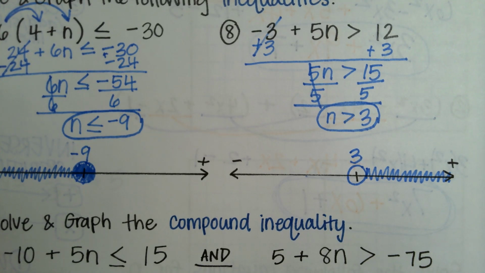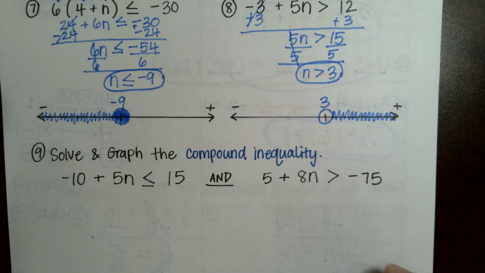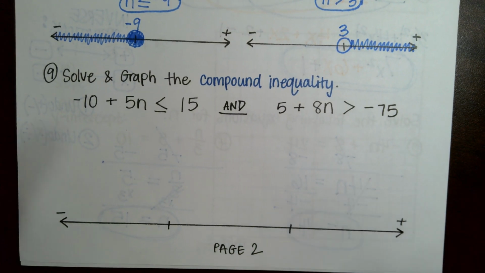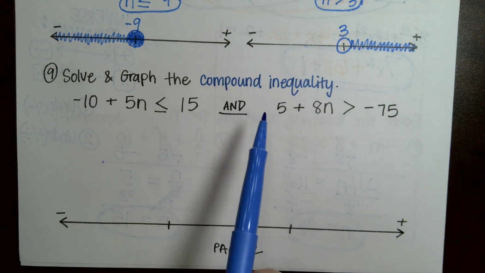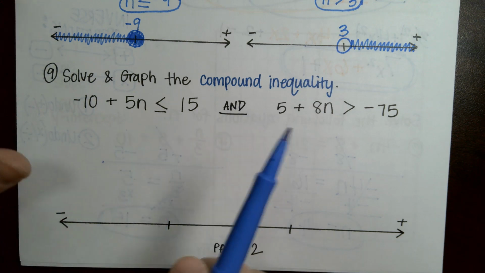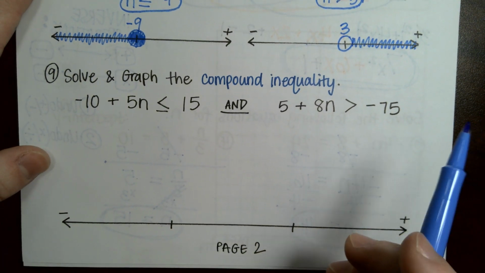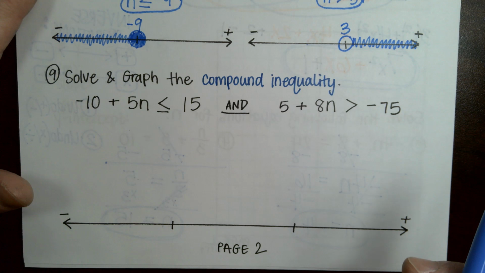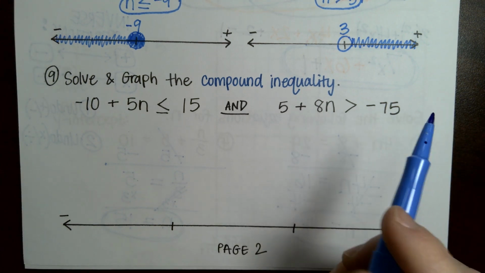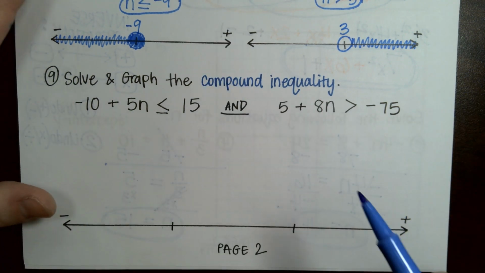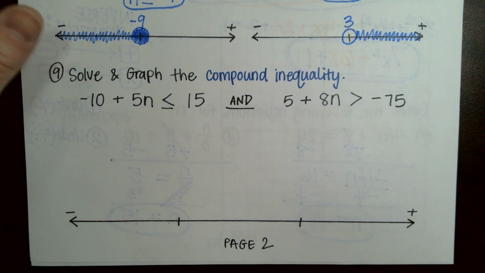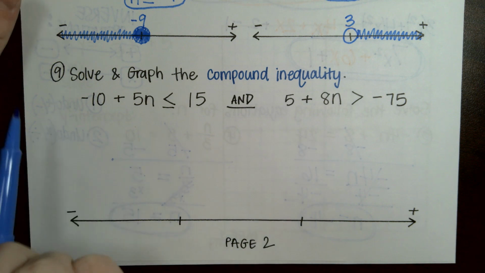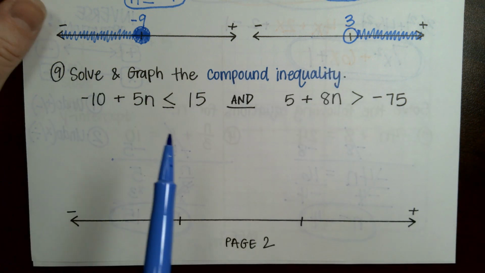Y'all feel okay about it? Okay, good. Let's look at number 9. Same thing I'm going to mention here. Just because our practice final has an and inequality does not mean that the final will be and. I want to make sure that you guys know what the or looks like too. So if we want to go over one of those, we can. But we've got an and compound inequality here.